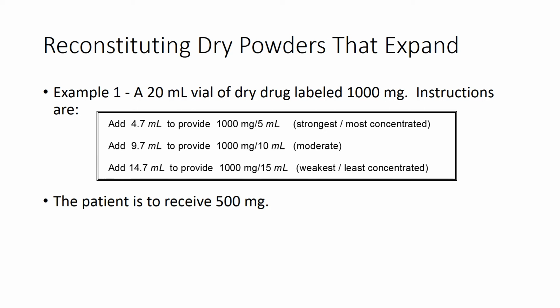Now the doctor's order is that the patient is to receive 500 milligrams. And you can use any one of these three in order to give the 500 milligrams. And again, part of it depends on whether it's an injection, then you're probably going to want to use the strongest so that you're injecting the patient with the least amount of liquid. And if it's oral, you probably want to use the weakest, or at least a moderate.